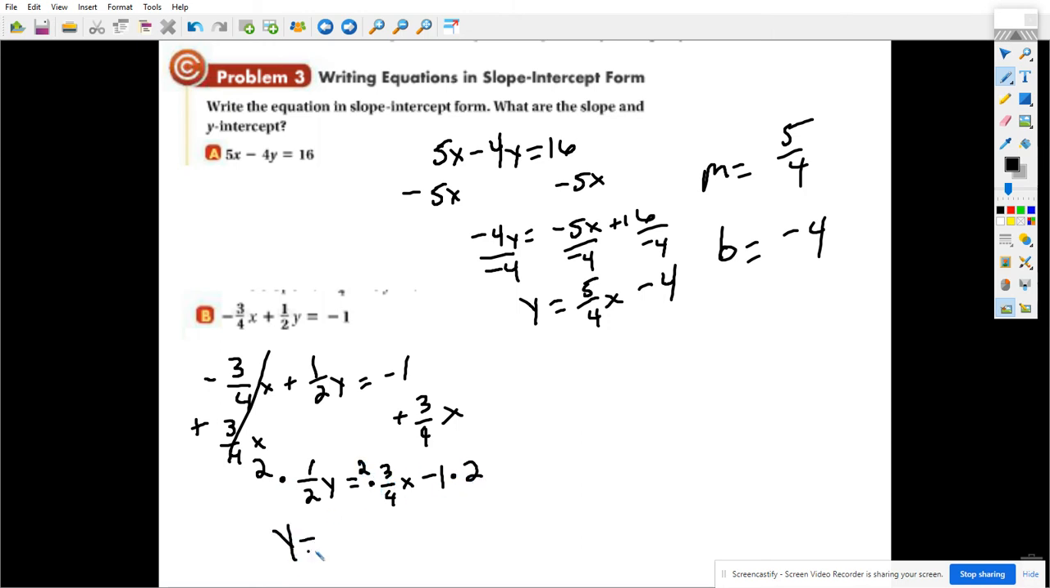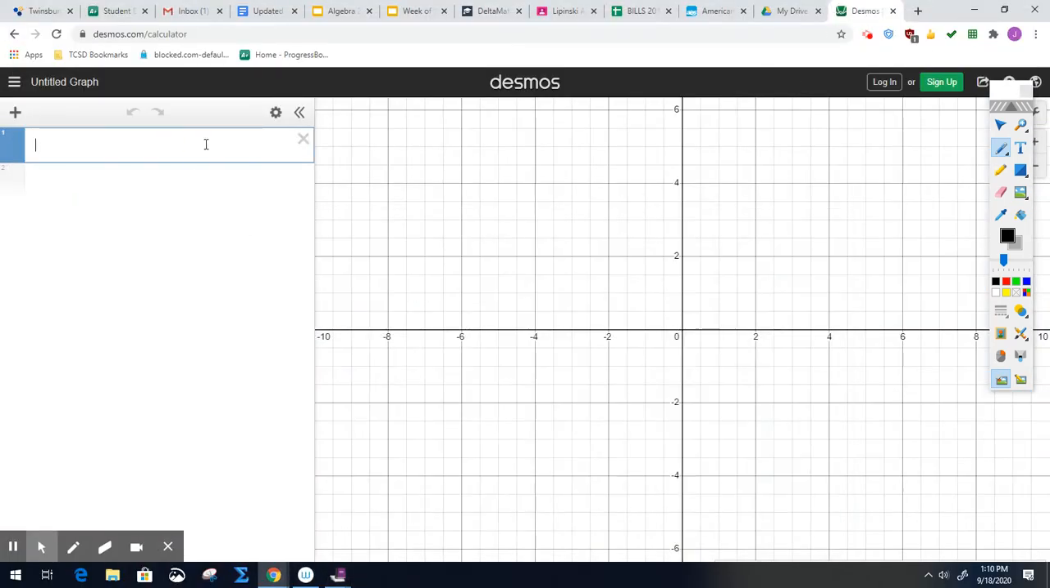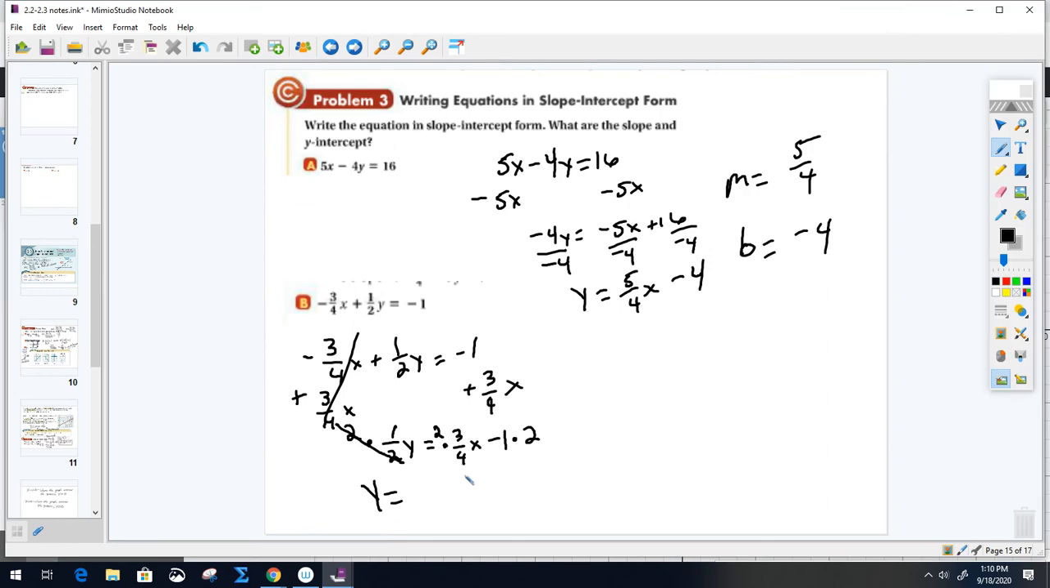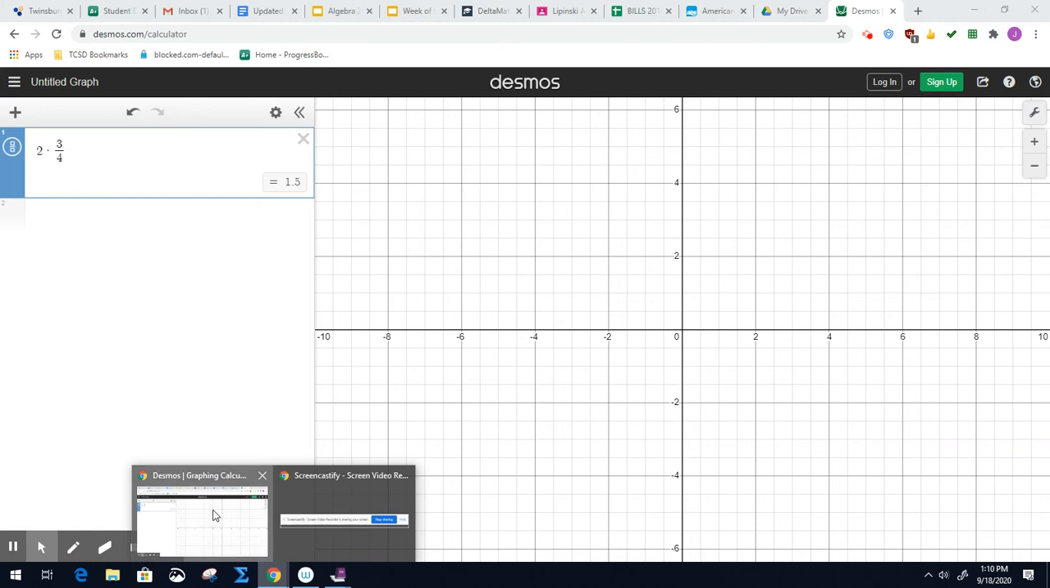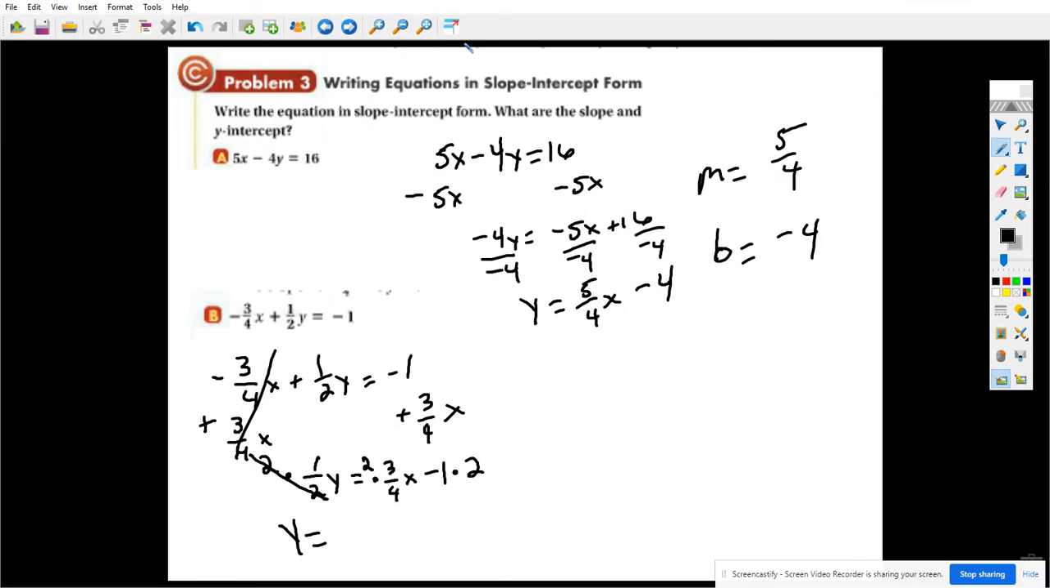Okay, so I have y equals, so that cancels, 2 times 3 over 4. If you're terrible with fractions, then you should be going to Desmos, and you should put in 2 times 3 over 4. Okay, 2 times 3 over 4 right here. And I get 1.5. Make it a fraction. So I get 3 over 2. So I go ahead and put in 3 over 2.